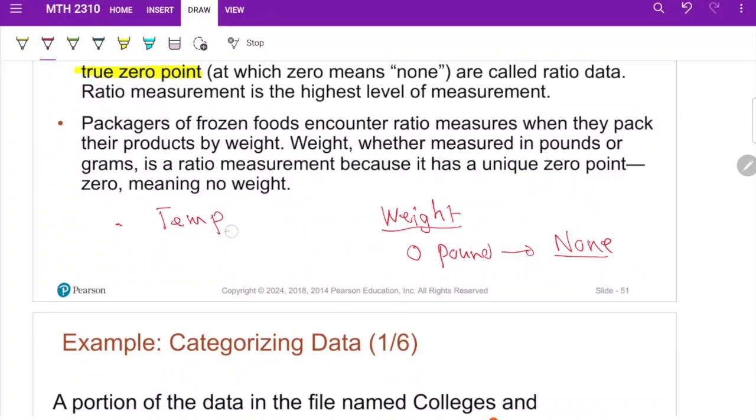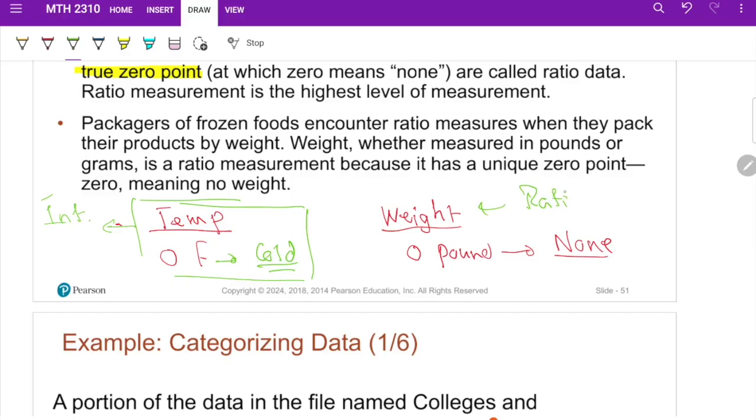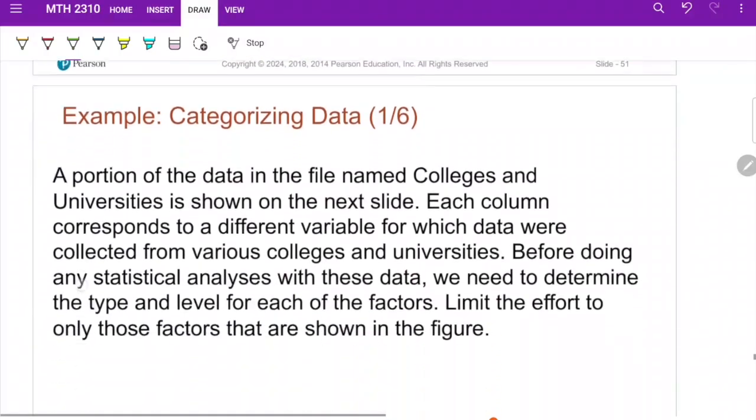But with temperature, when I tell you that the temperature is 0 Fahrenheit, it has a meaning. This one is not the true 0. This one means it's cold, man. Super cold. So that one on the left is an interval variable. This is a ratio. So the only difference is the true 0 point.